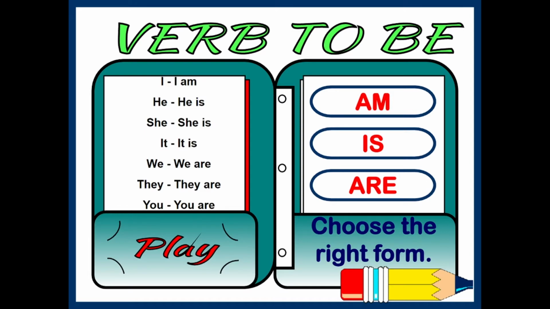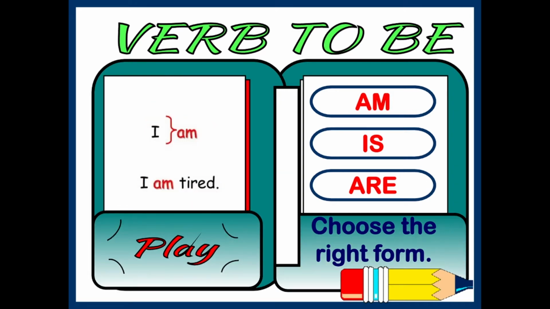So children, what did we observe? We observed that am is used with pronoun I. I am tired. Pronoun that refers to one person, animal, a place, a thing, such as he, she and it is used with is. She is sad.